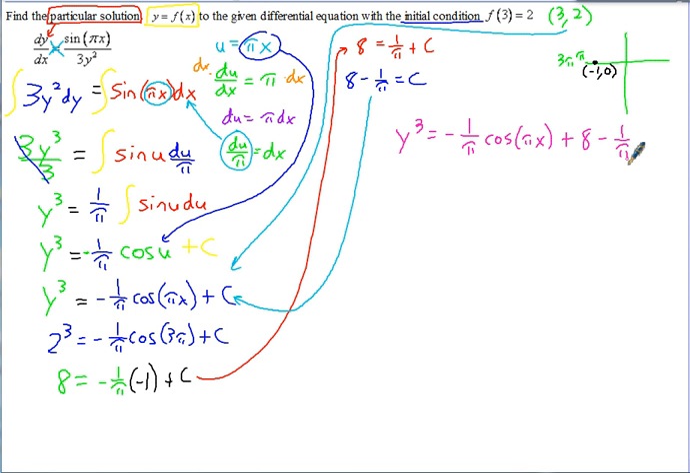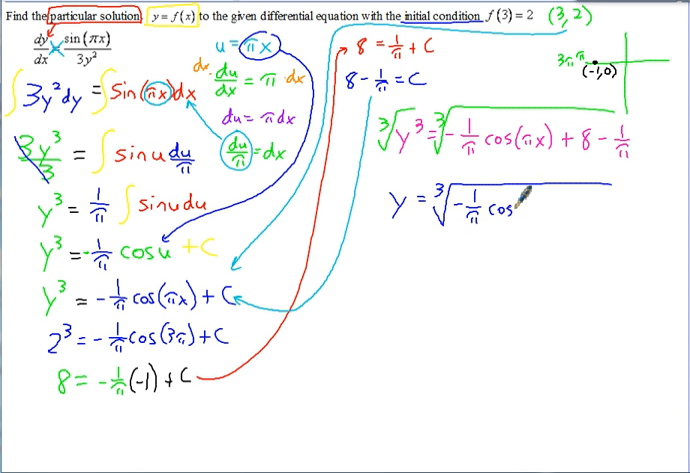And now, to isolate the y, you would just take the cube root of both sides. That'll give you y equals. And when you take the cube root of both sides of the equation, there's only one answer on odd roots, so you do not need a plus or minus here. So it's just the cube root of negative 1 over pi, cosine of pi x, plus 8 minus 1 over pi.